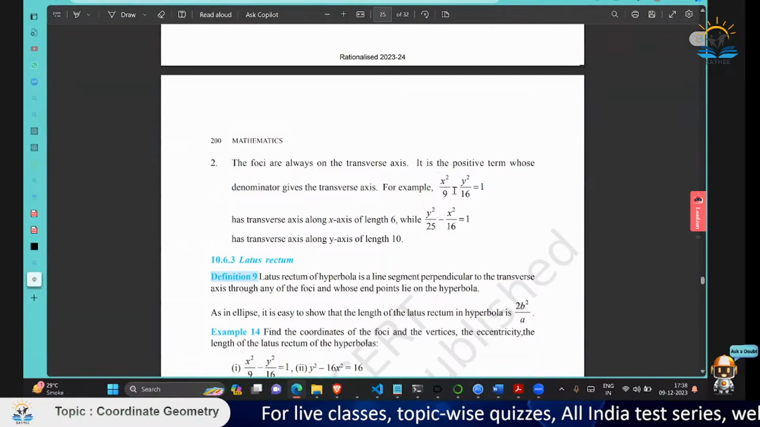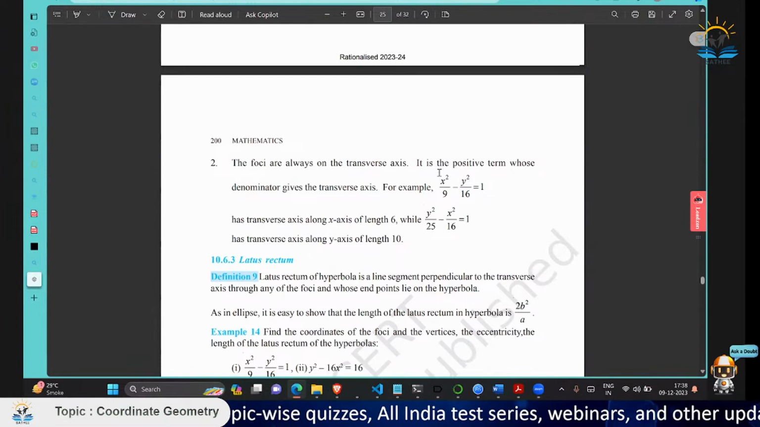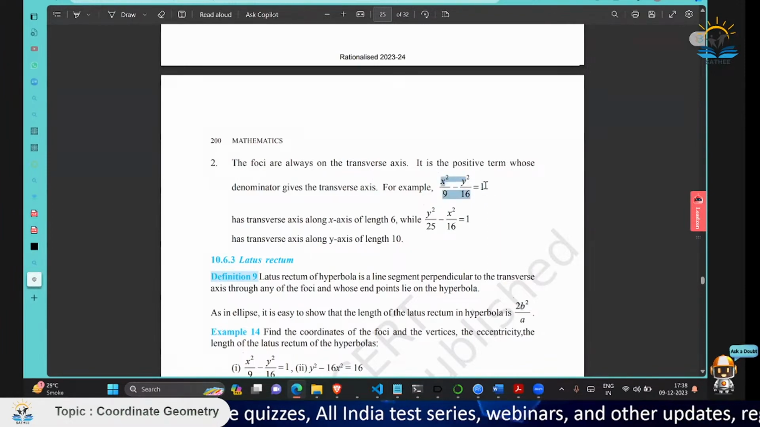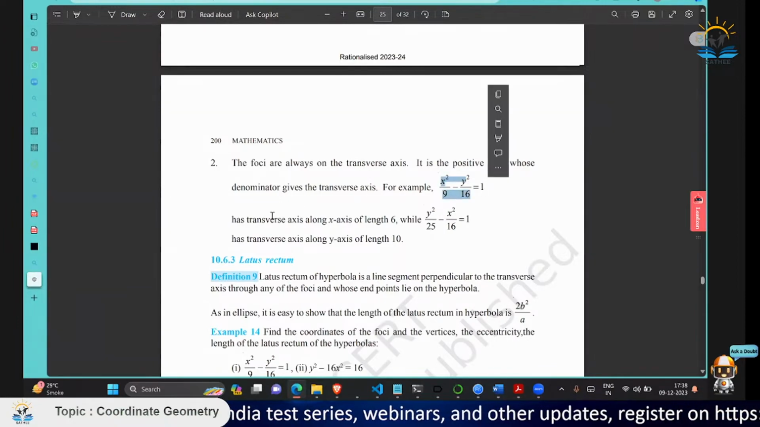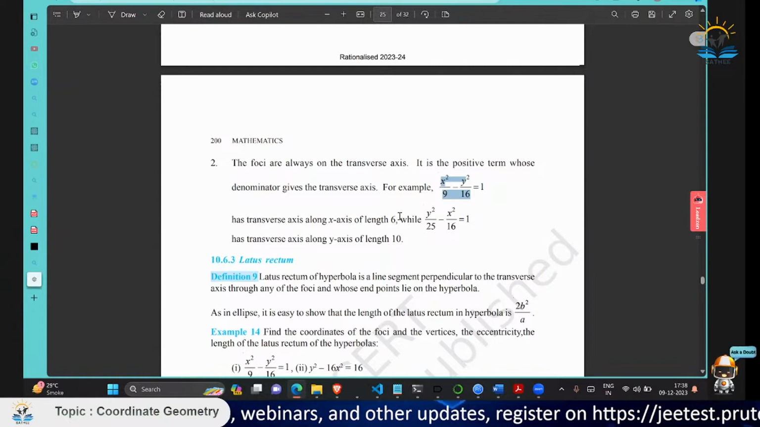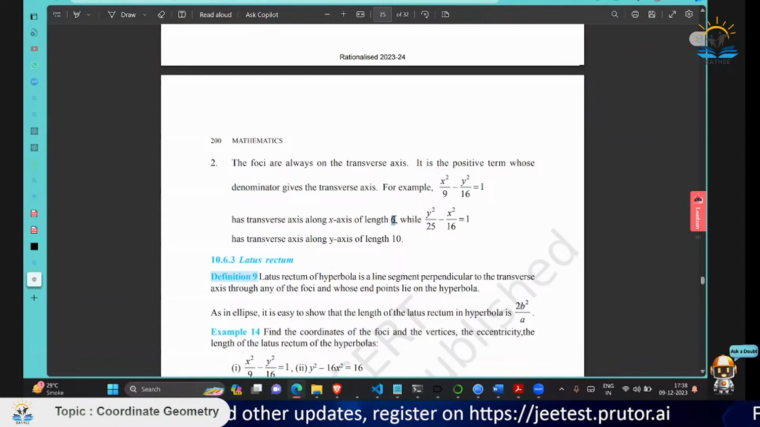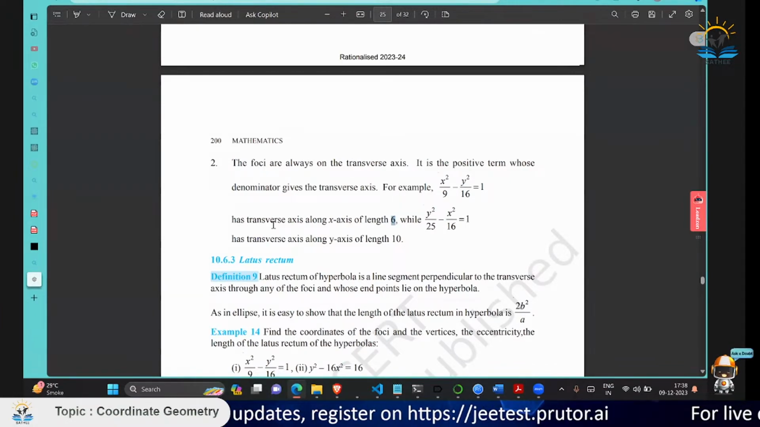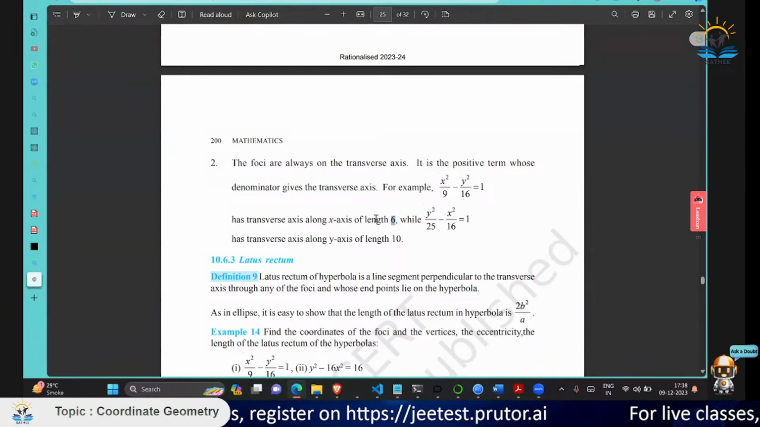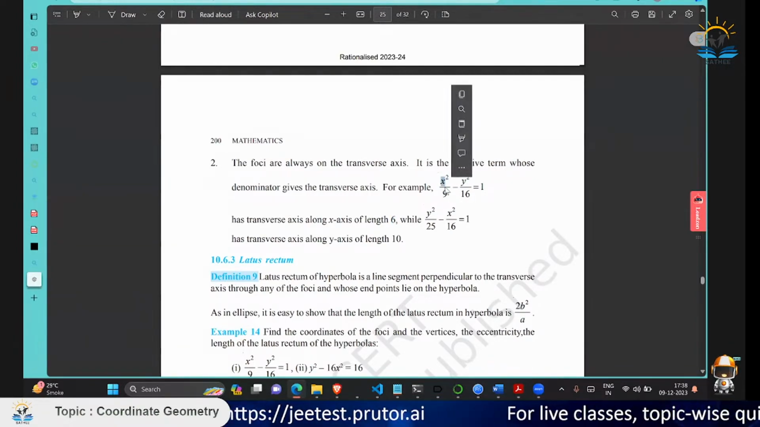You will remember that the distance a is nothing but the denominator of the x square term. That's not true. Here, in this one, the transverse axis is the x-axis, and the length of the transverse axis along the x-axis is 6. Why 6? Because the length of the transverse axis is 2a and a is 3, because this is the positive term, x squared by 9.